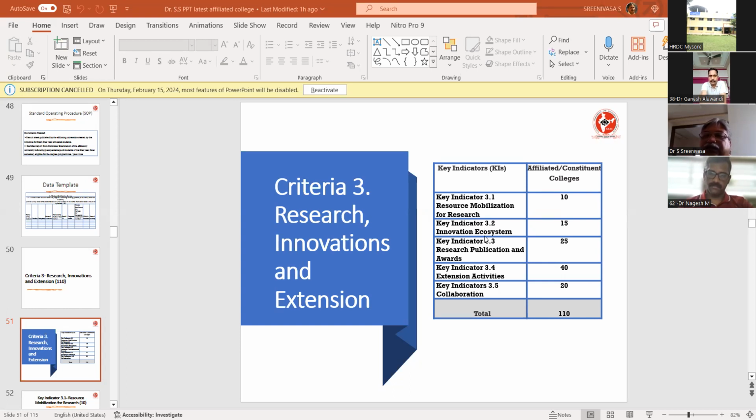The second one is the innovation ecosystem. How you will do the innovations, discoveries, etc. How the institution is doing it, what documents they have, what policy documents they have. Those types of questions will be asked in this research, publication, and awards. Then extension activities. What are the different activities done by the institution for the society? For the society, what you are doing.